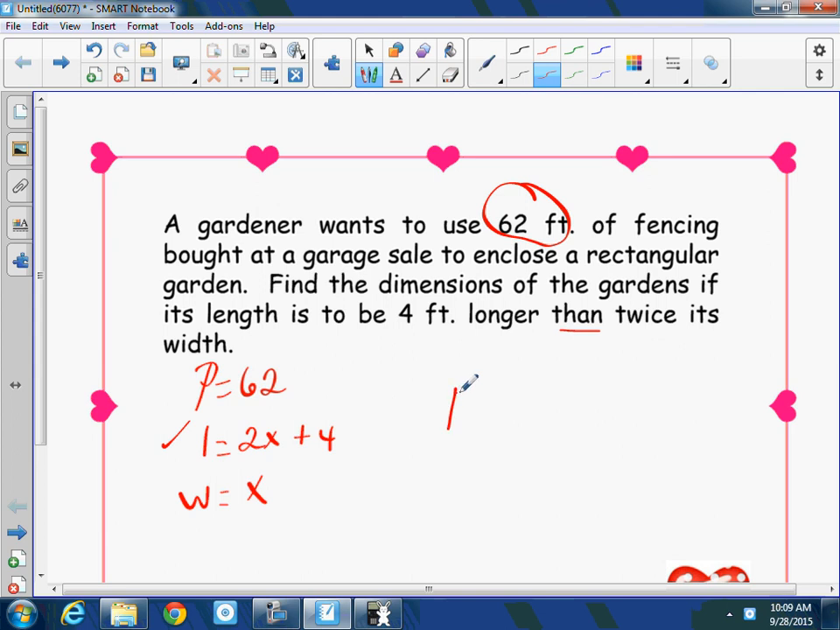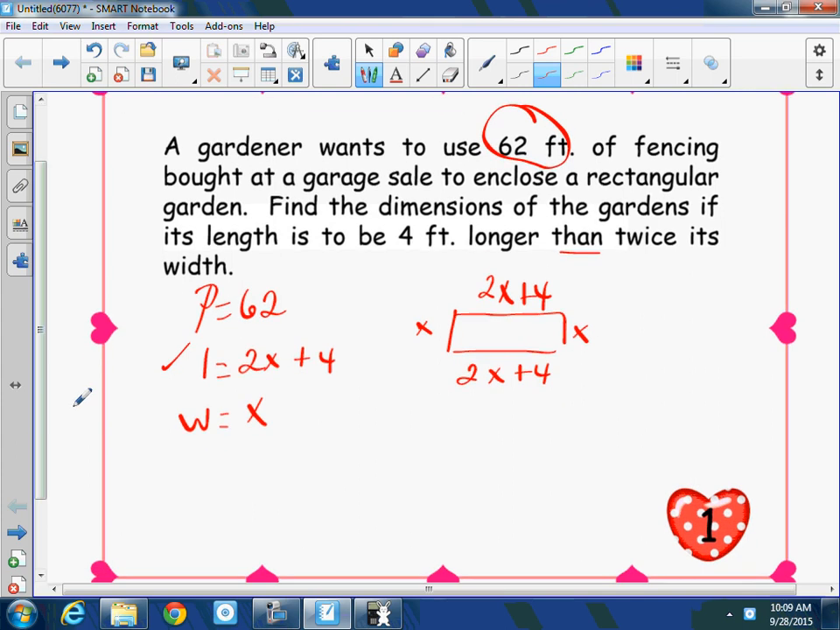At this time, I would definitely make a picture because it's hard for some of us to see it. And there's 2 widths and 2 lengths. Now for perimeter, you have to add all the sides up. So let's see what we can add over here: 2, 4, 5, and 6 x's. 4 and 4 is 8, and that would equal 62.